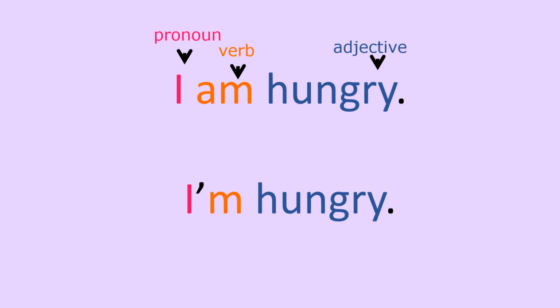So again, if we look at another sentence, here we've got I am hungry. We've got a pronoun, we've got that verb, and we've got another adjective. The hungry is describing the pronoun. We squash the first two words together and the sentence becomes I'm hungry. Again, you can see that we've taken out that a and replaced it with the apostrophe.